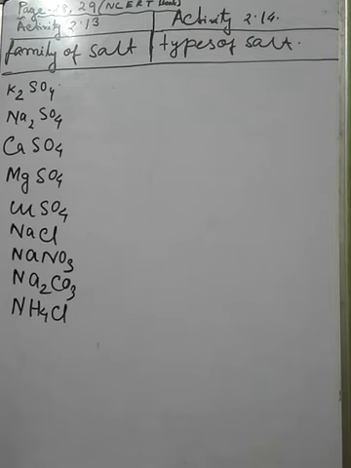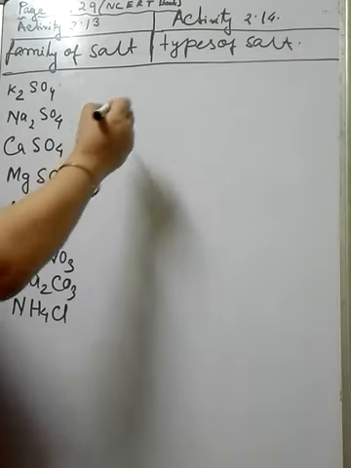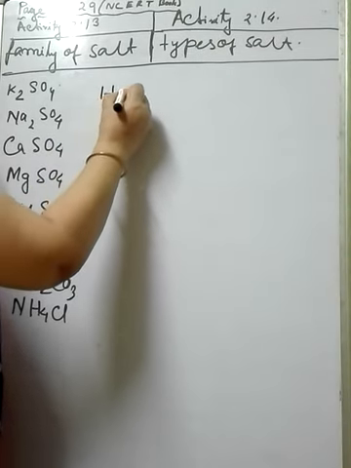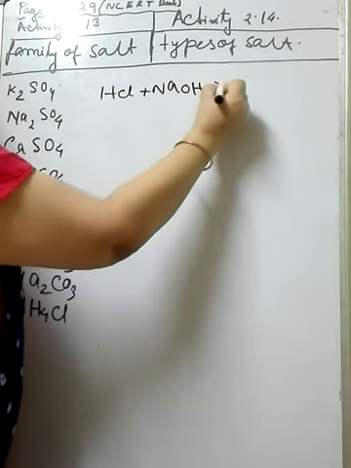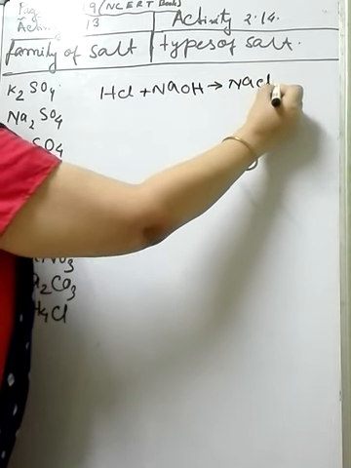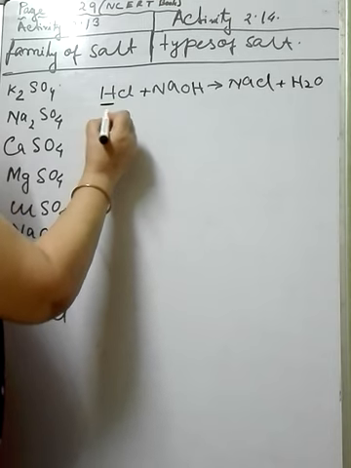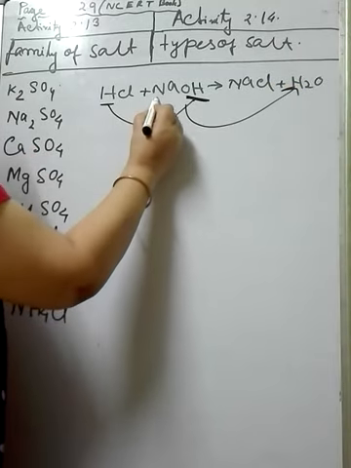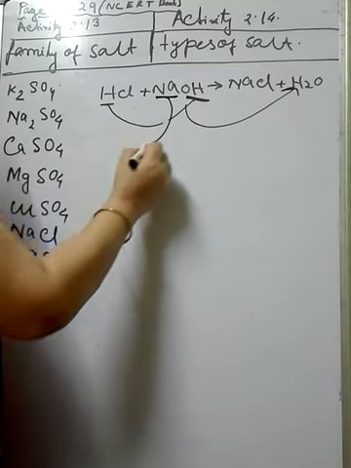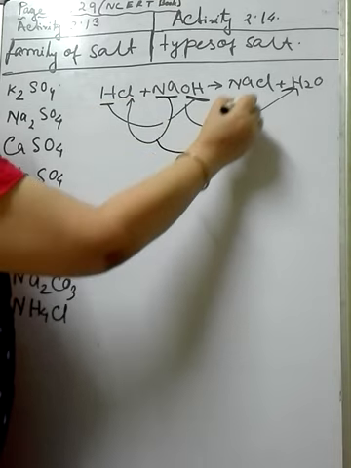Now all of you know how salt is formed. Salt is formed by combining acid and base. I am taking one example: hydrochloric acid combined with sodium hydroxide to form sodium chloride and water. Hydrogen from the acid and OH from the base combine to give water. Sodium from the base combines with the chloride radical from the hydrochloric acid to form sodium chloride.